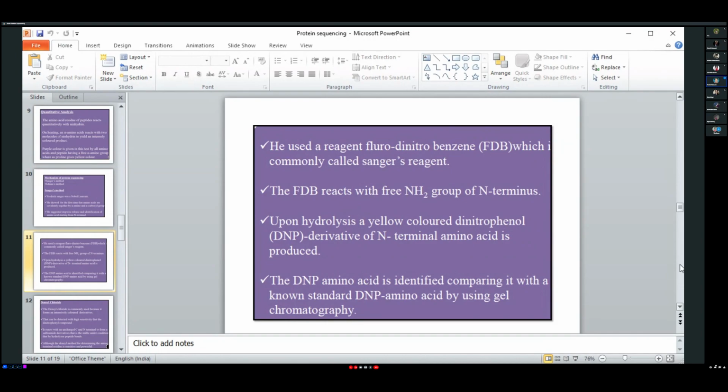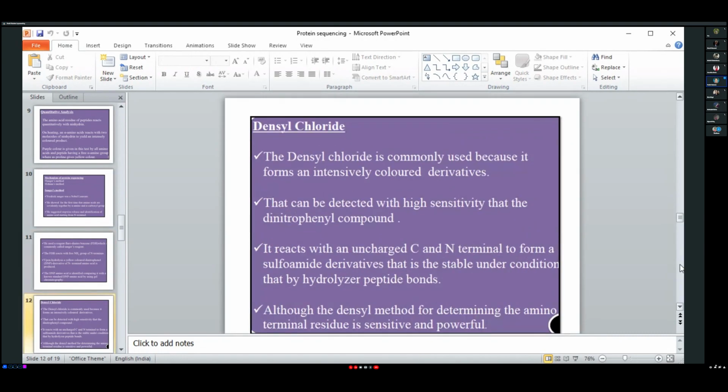It reacts with the free amino group of the N-terminus, and upon hydrolysis, a yellow colored dinitrophenyl, DNP, derivative of the N-terminal amino acid is produced. The DNP amino acid is identified by comparing it with a known standard DNP amino acid by chromatography. So I think it is very easy, you are able to understand. And then comes the dansyl chloride part.